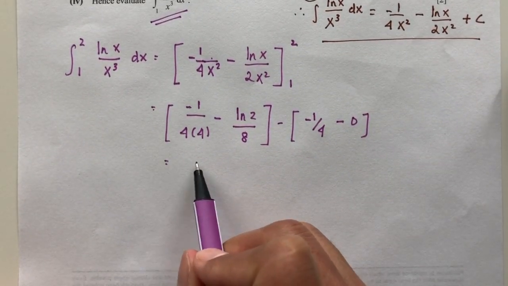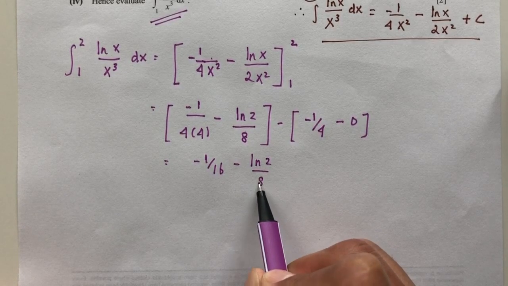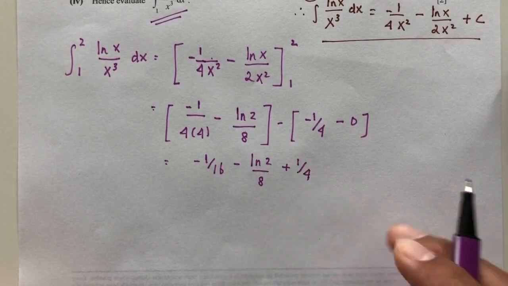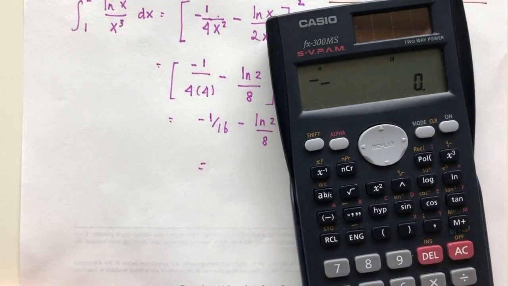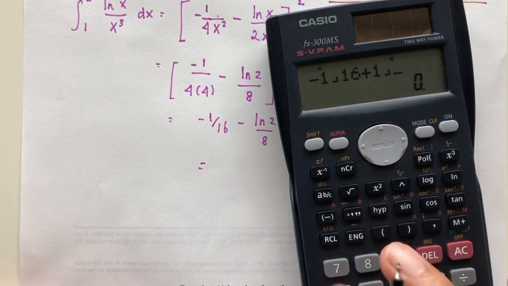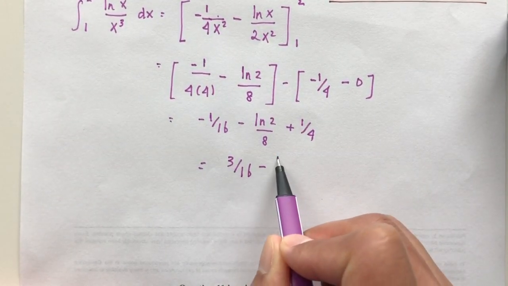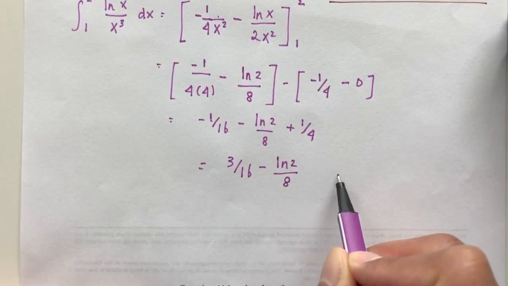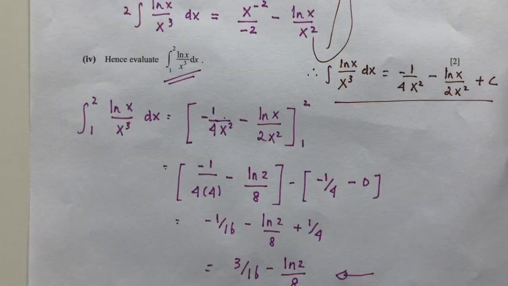Now simplify, you will have minus 1 over 16 minus ln 2 over 8 plus 1 over 4. Now if you simplify, you will have, so let's see, minus 1 over 16 plus 1 over 4, that will be 3 over 16. So 3 over 16 minus ln 2 over 8 will be your answer. Okay, this is question number 10.